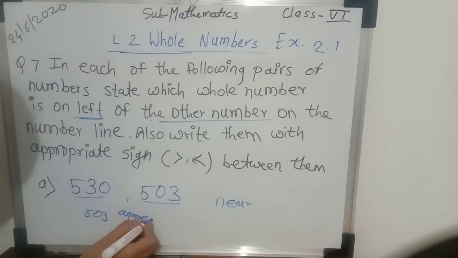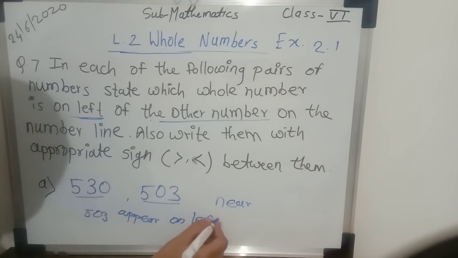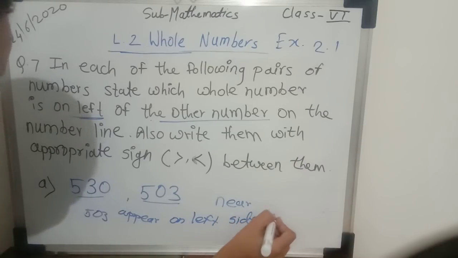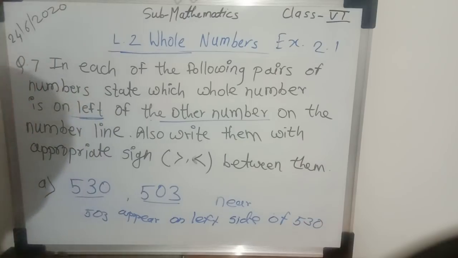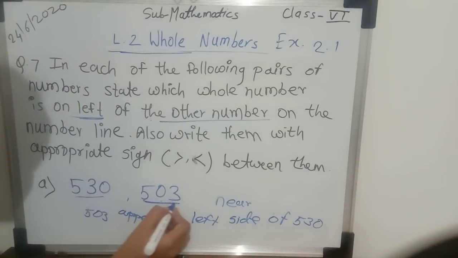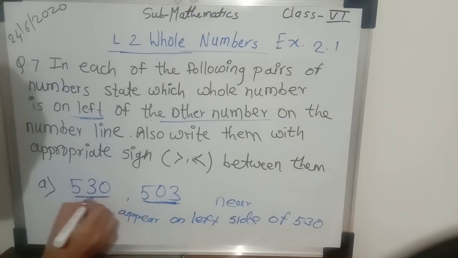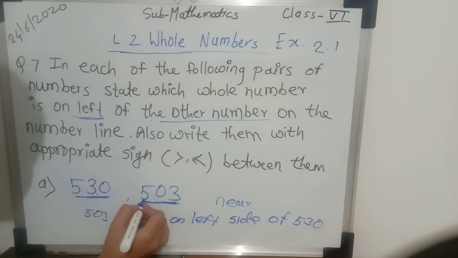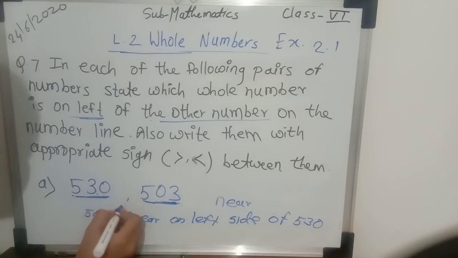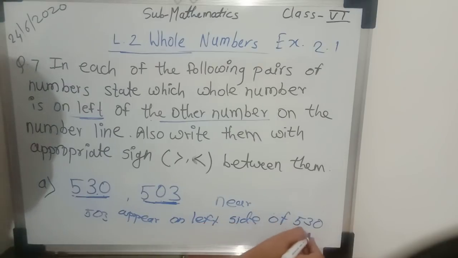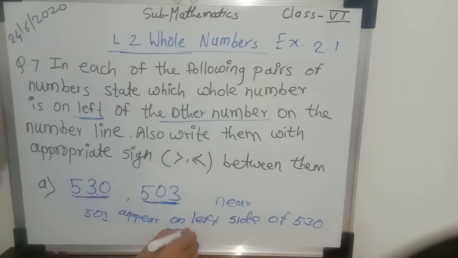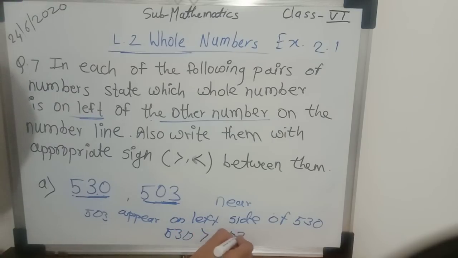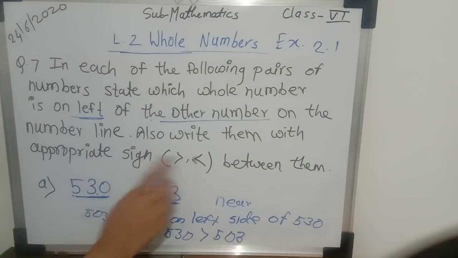So here we can say 503 appears on the left side of 530. Okay, so 503 comes before 530, and that's why 503 appears on the left side of 530. So here 530 is greater than 503. Okay, so what we have to decide is which number comes on the left side, and after deciding that we have to put the appropriate sign between them.